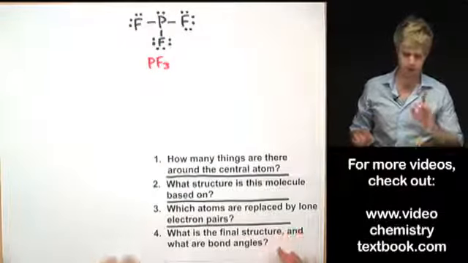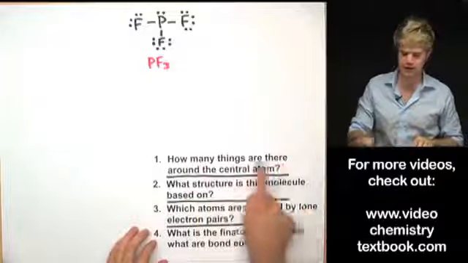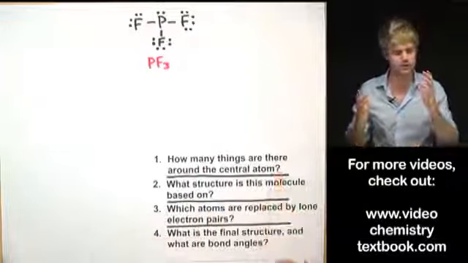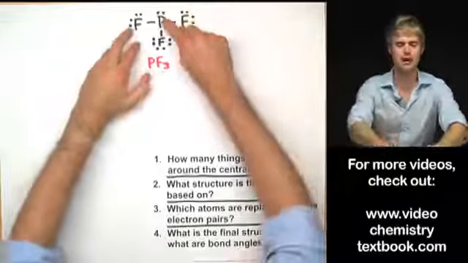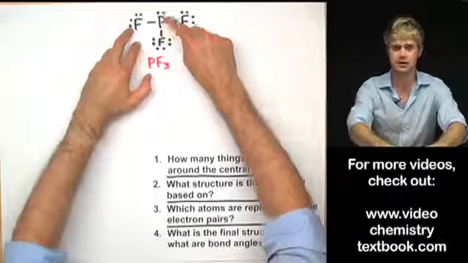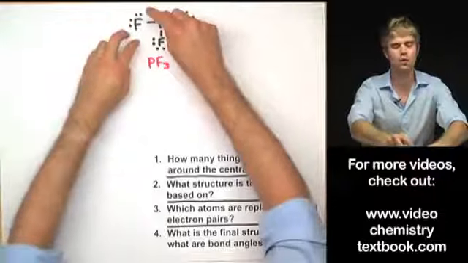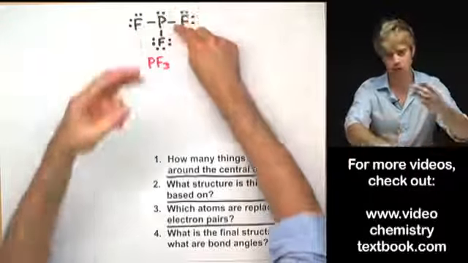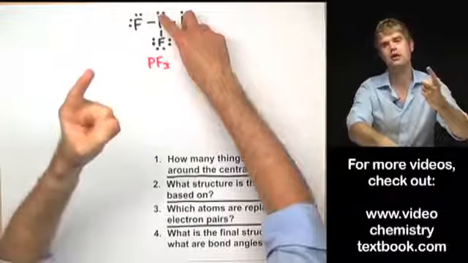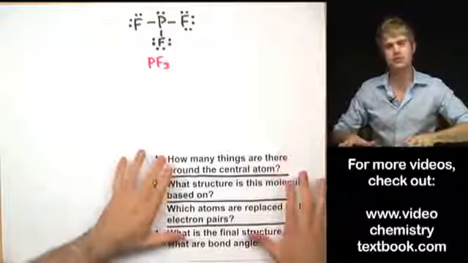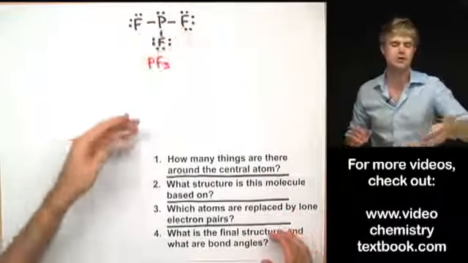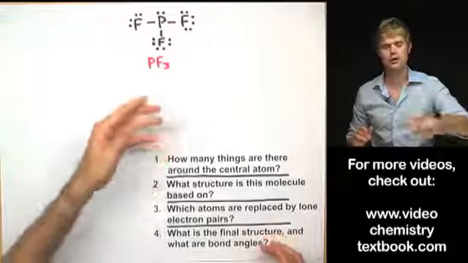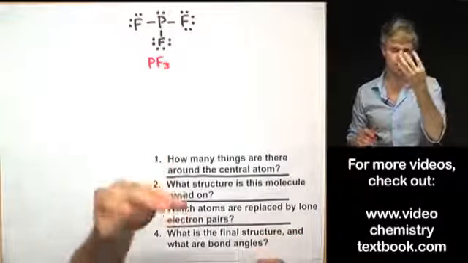Okay? So the first question here is, how many things are there around the central atom? The first thing you always want to ask yourself. How many things are there around the central atom? Here's the central atom. It's this P here. And it's surrounded by 1, 2, 3 bonds and 1 lone electron pair. So the things around the central atom can be either lone electron pairs or bonds. So the point is 3 bonds, 1 lone electron pair, 4 total things.